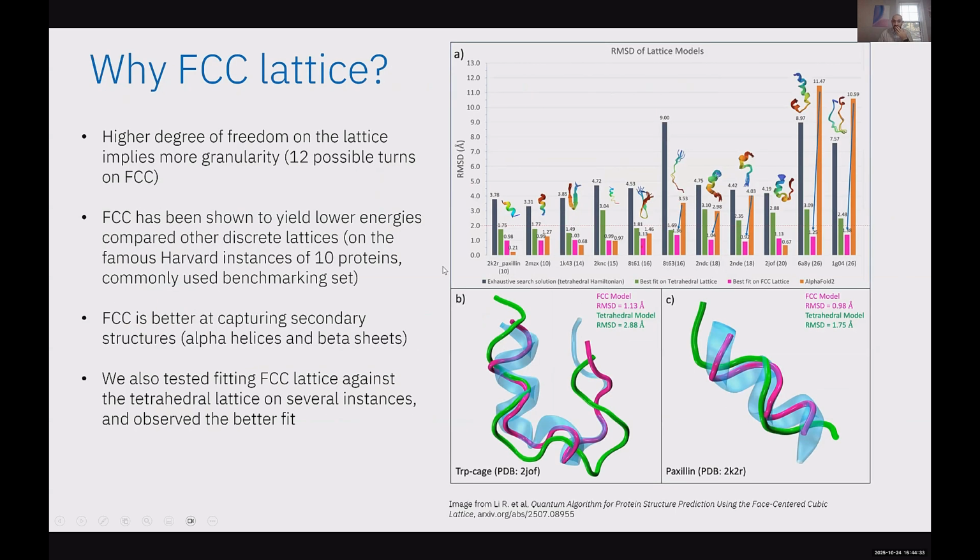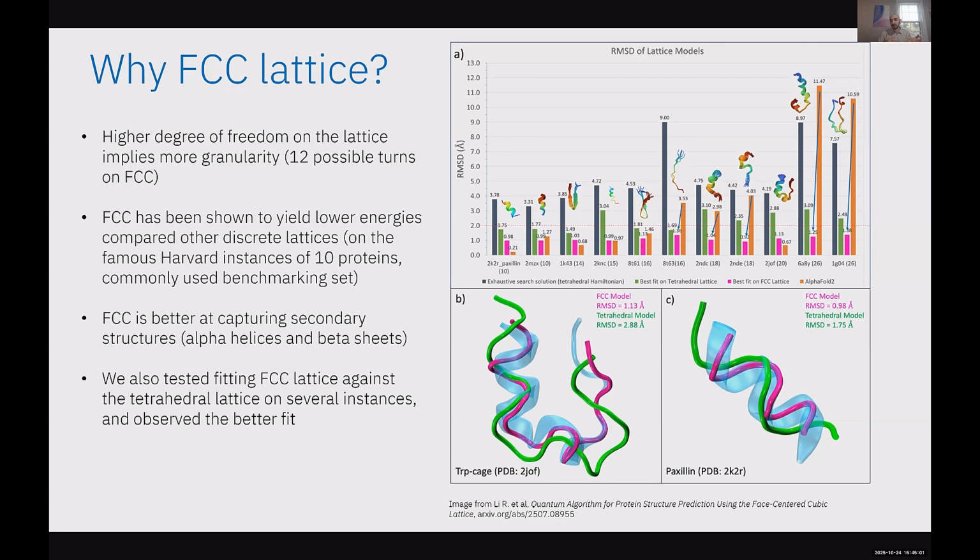One of the things we wanted to do was, as you're running these algorithms, if you remember, we had these lattices, right? The lattices limit what kind of geometries and structures you can represent. The most advanced, most realistic one up until now has been the tetrahedral lattice model, which only allows 4 possible turns at each lattice point.